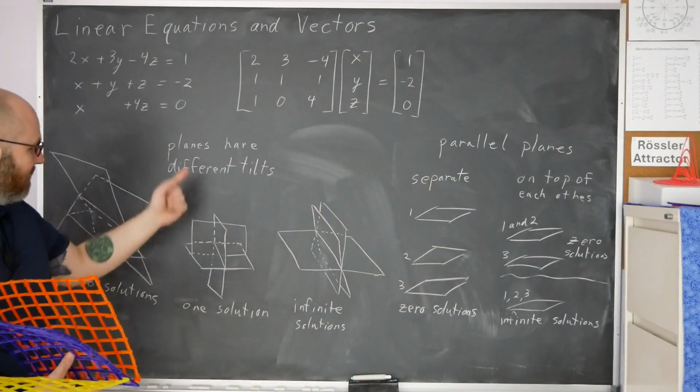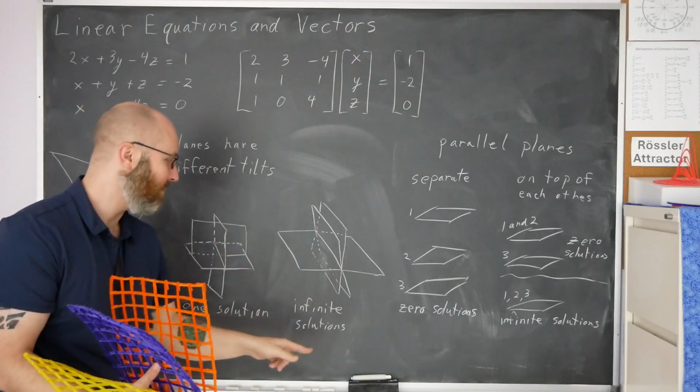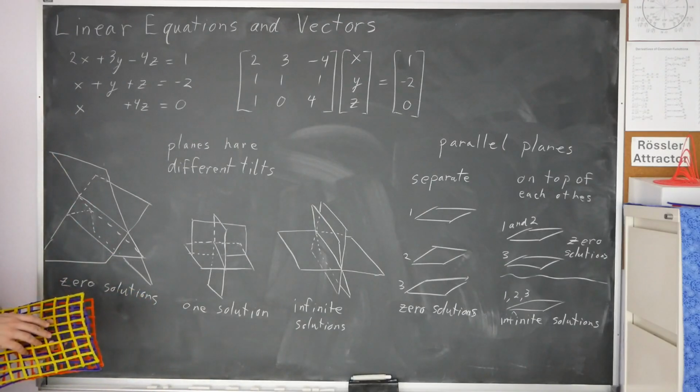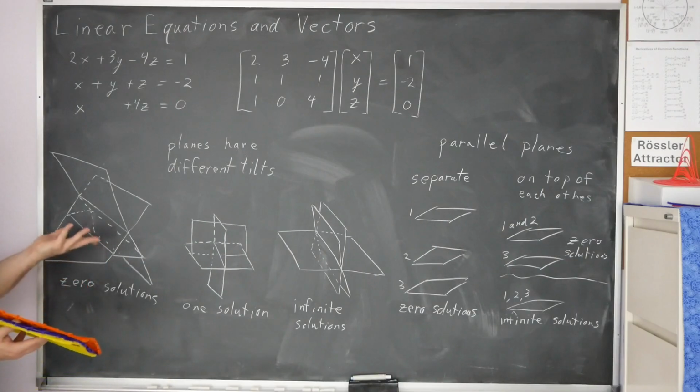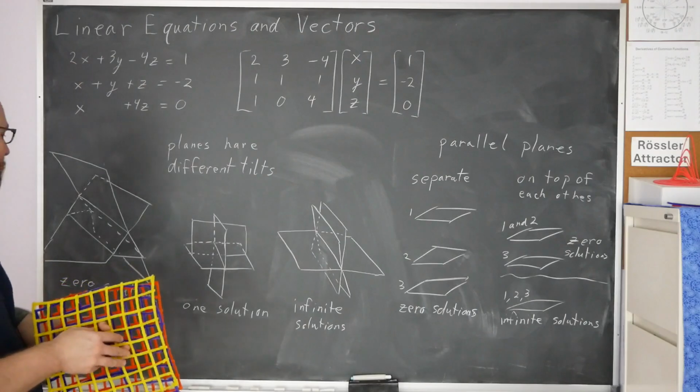So you could have different tilts and intersect in one point. You could still, at different tilts, intersect in a line with infinite solutions. You can also end up with 0 solutions even if you have different tilts. So this is a very difficult case to make. If you pick planes randomly, you're never going to get it.